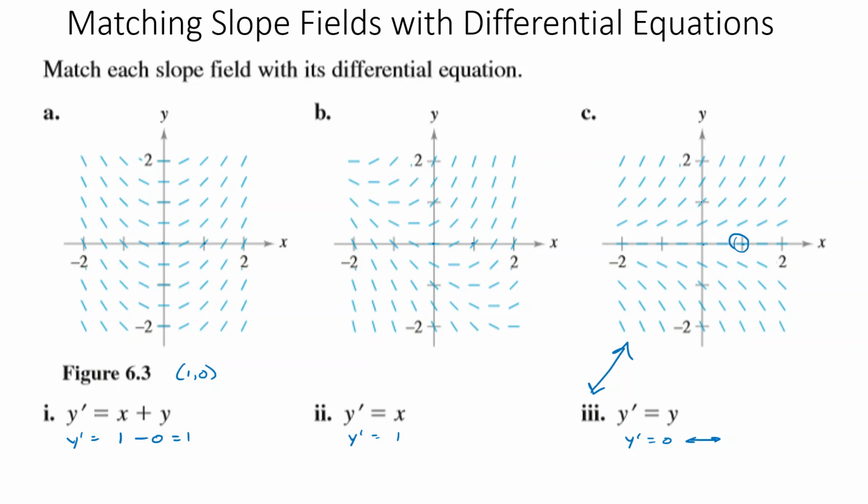Like if we tried 0, 1, it's going up, y would be 1. 0, 2, it's getting steeper, the slope here is 2. Everywhere that y was 0, it has a slope of 0. So yep, this guy definitely matches with that one.